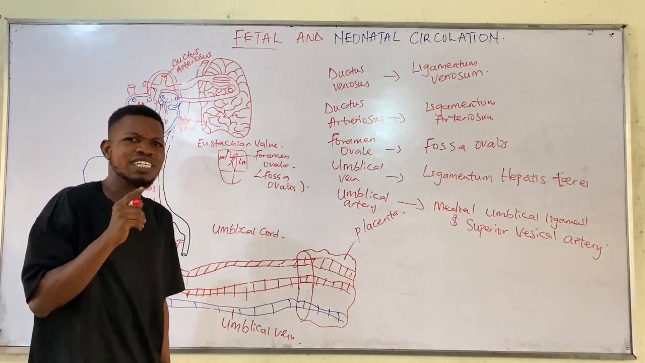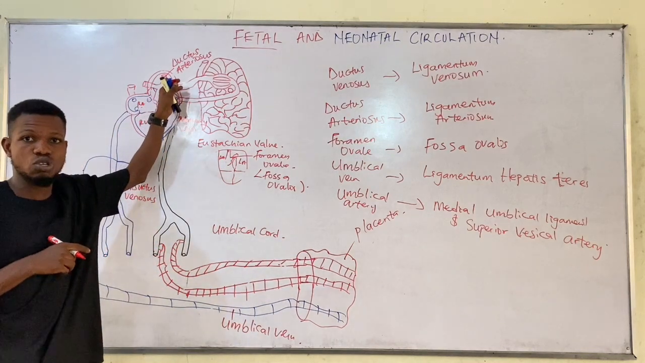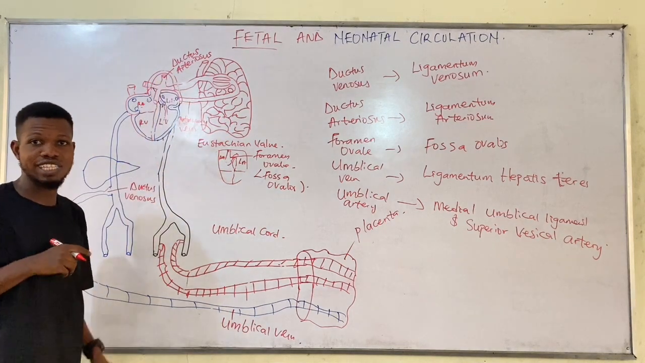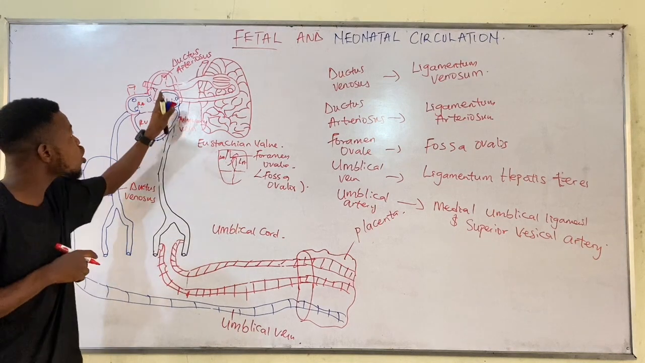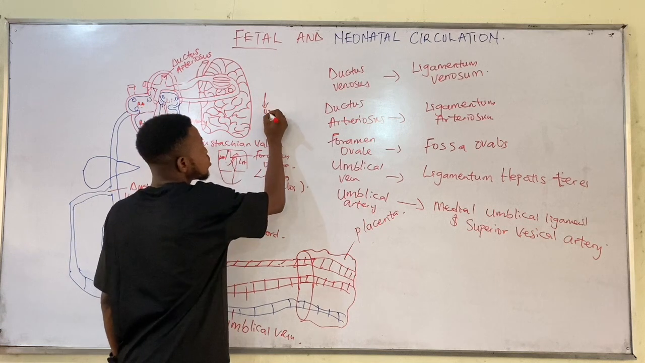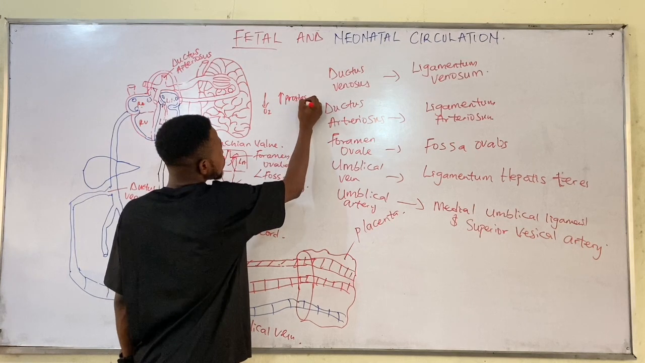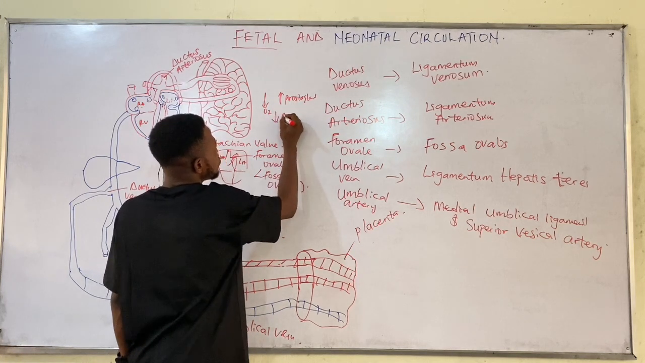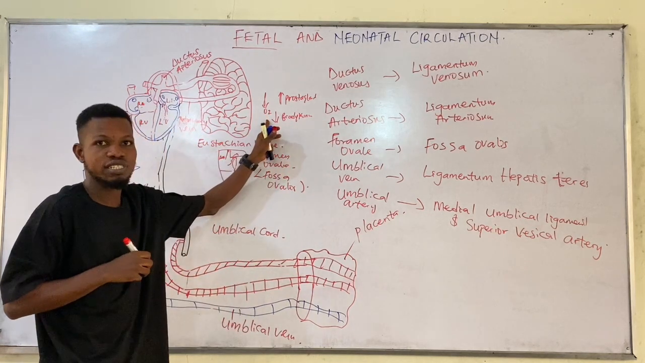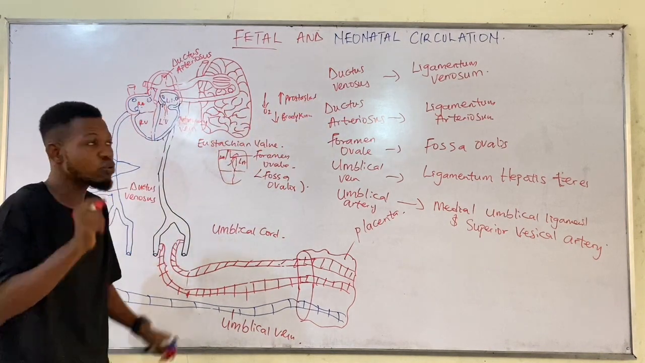Now, before I end this video, there's something I want you to know. The ductus arteriosus will close during neonatal life. How do we have the closure of the ductus arteriosus? In fetal life, the ductus arteriosus is sensitive to low oxygen, high prostaglandin, and low bradykinin. So because of the low oxygen, there's high prostaglandin, which causes the ductus arteriosus to open during fetal circulation.